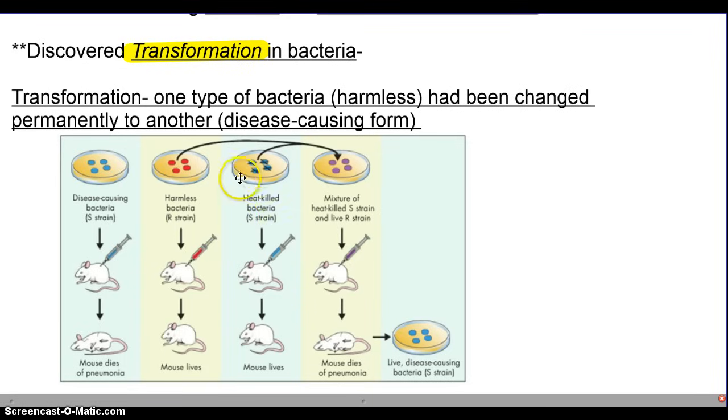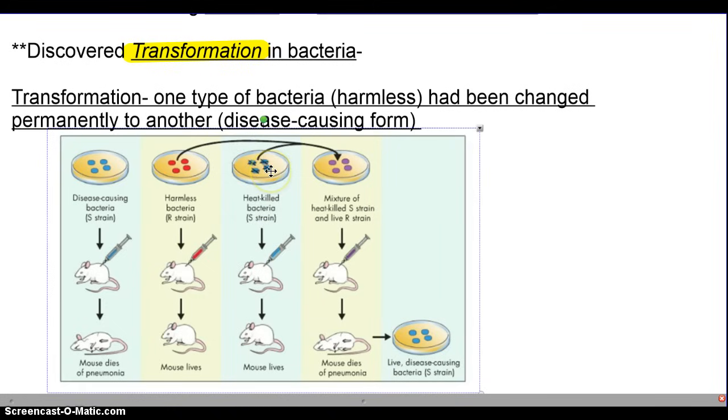Good for the mouse. So then he took this S strain, the one that caused the disease, and he heat killed it. He just put it to some intense heat, and the bacteria just became inactive. He put it into the mouse and the mouse lives. That bacteria didn't cause disease.